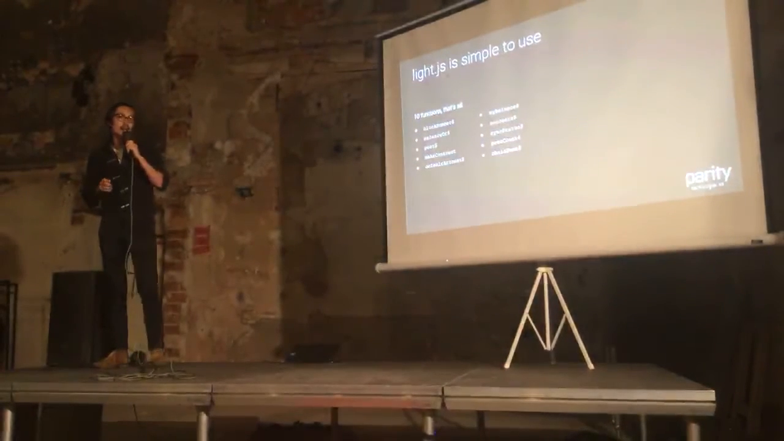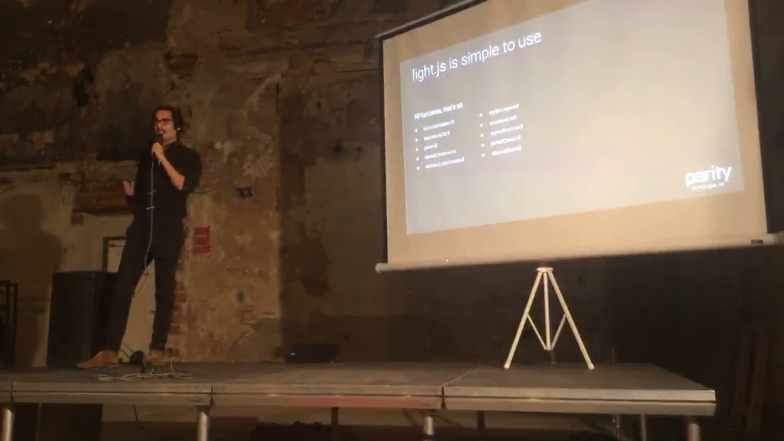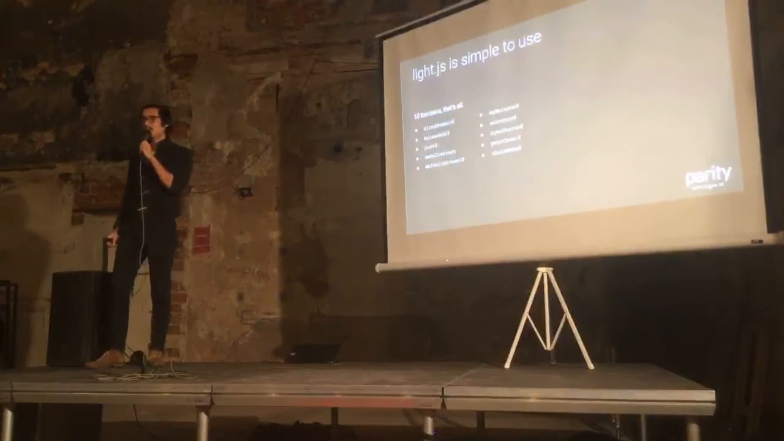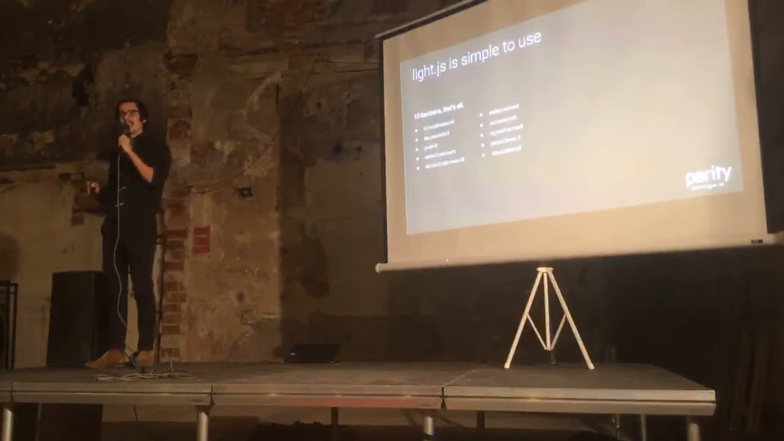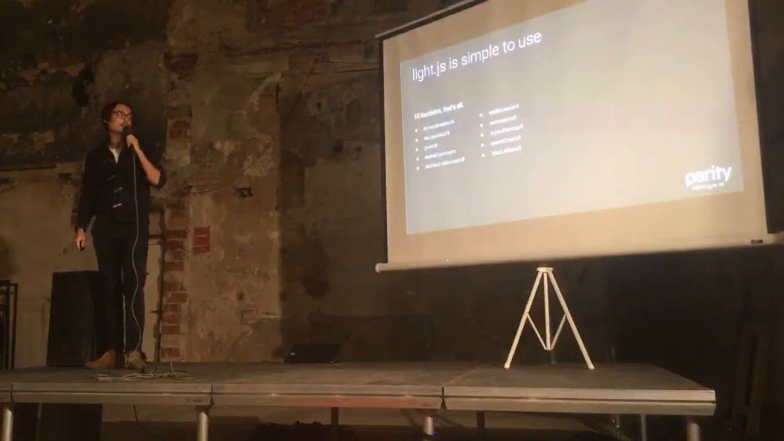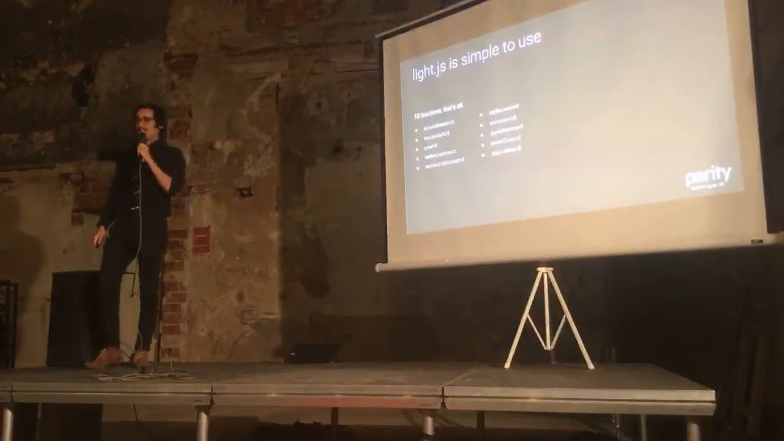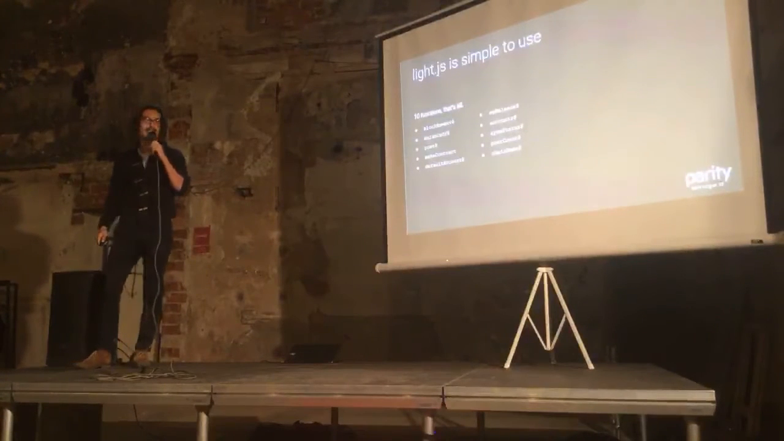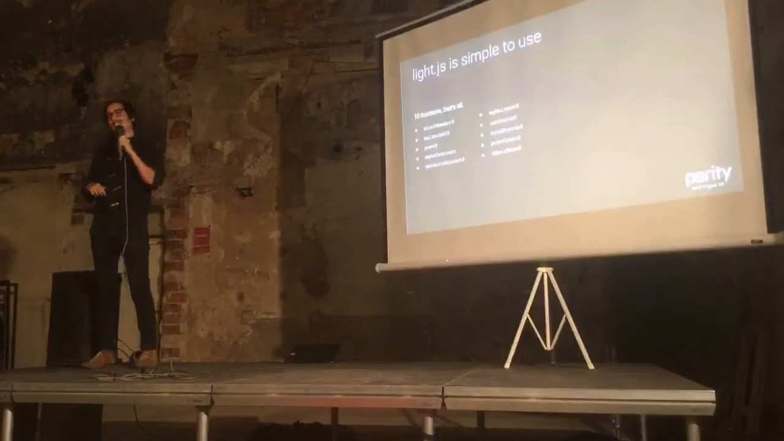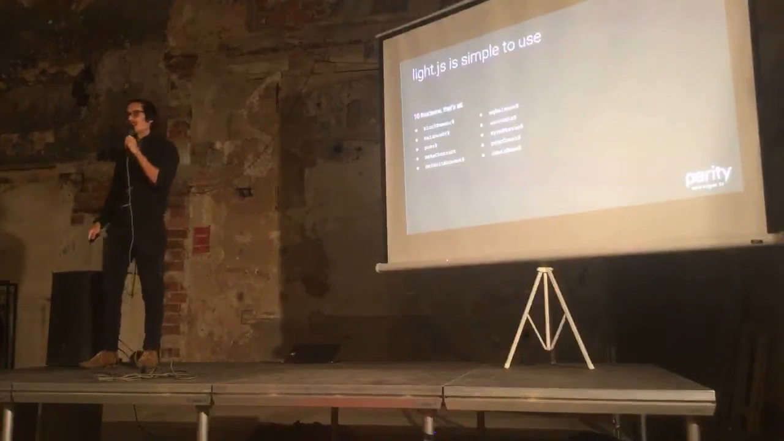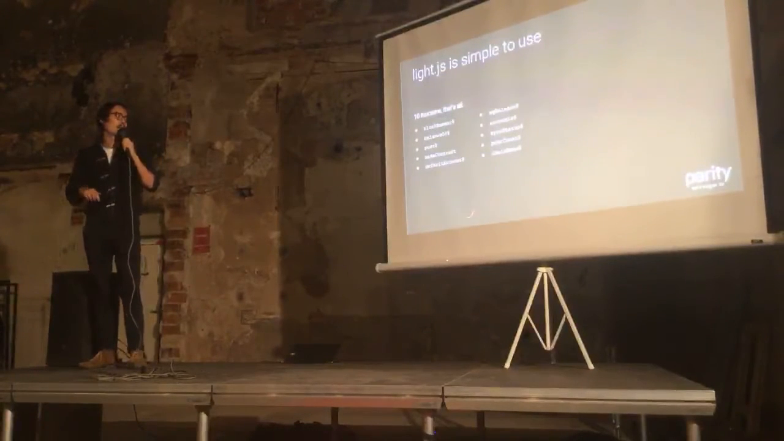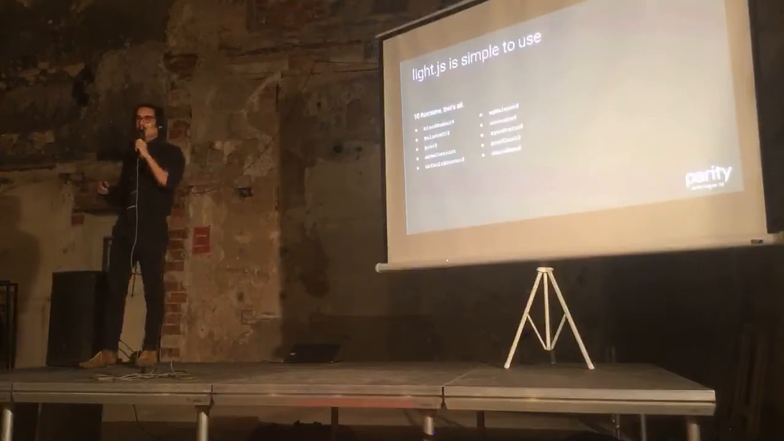So, some characteristics of Light.js: it's very simple to use. Our aim was to make it as simple as possible. Right now, today, there are only 10 functions. You might think that it's not a lot, but we built some pretty interesting stuff with only these 10 functions. These are basically the 10 functions that most dApps use, to get the block number, to post the transaction, to interact with the contract.